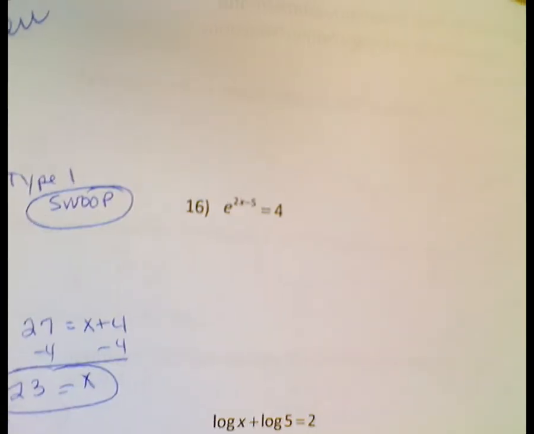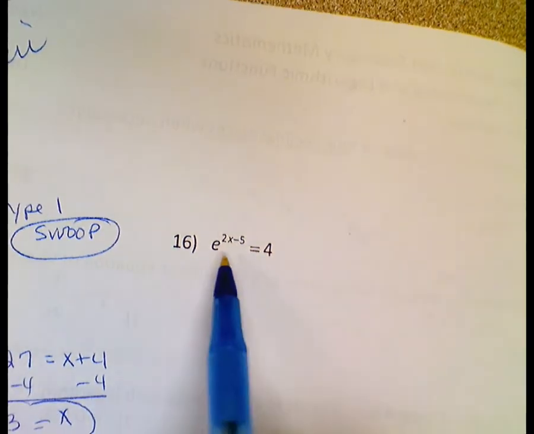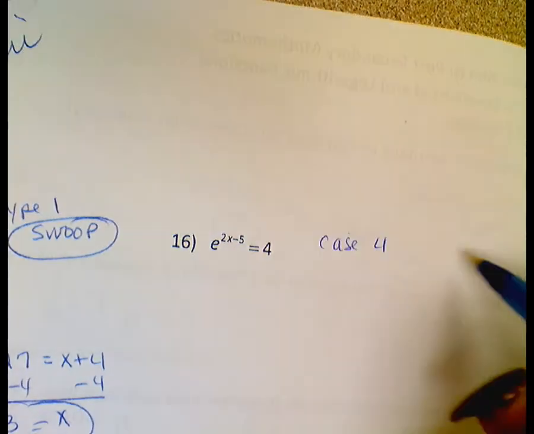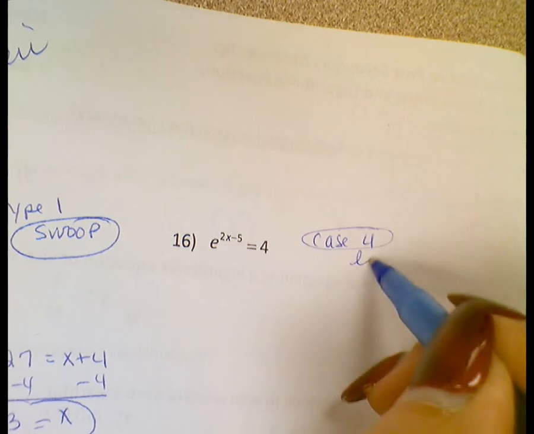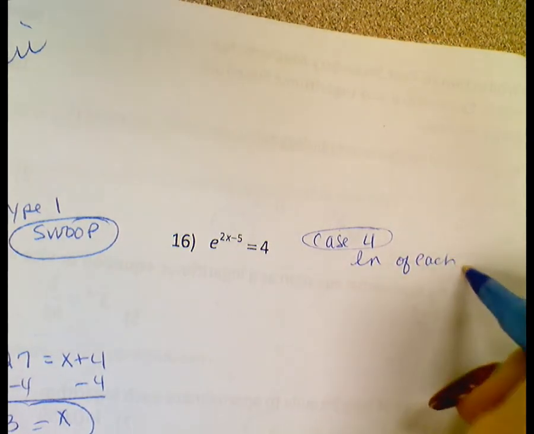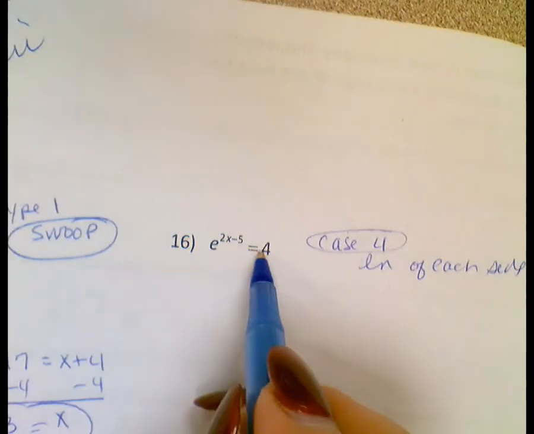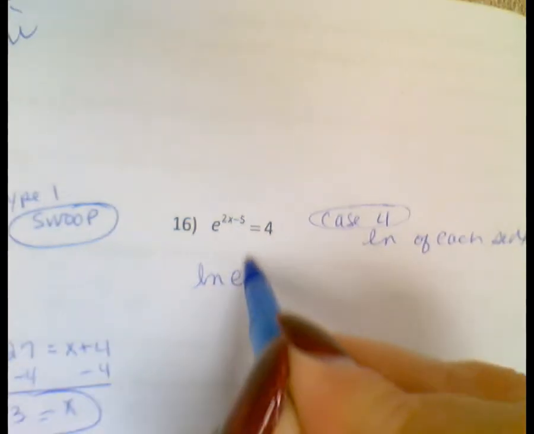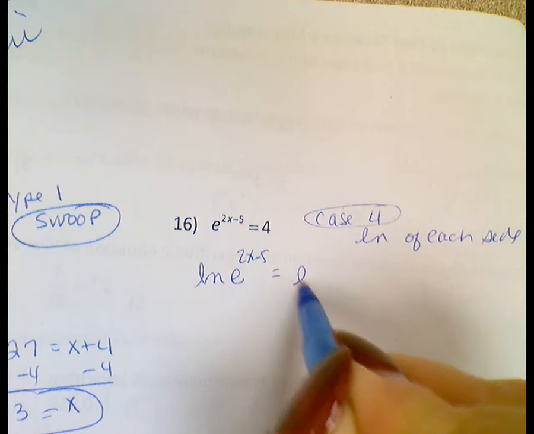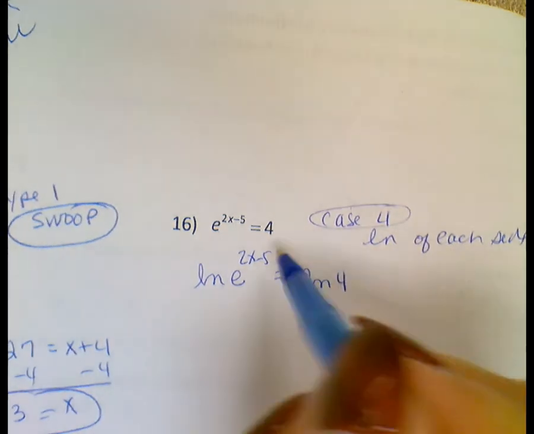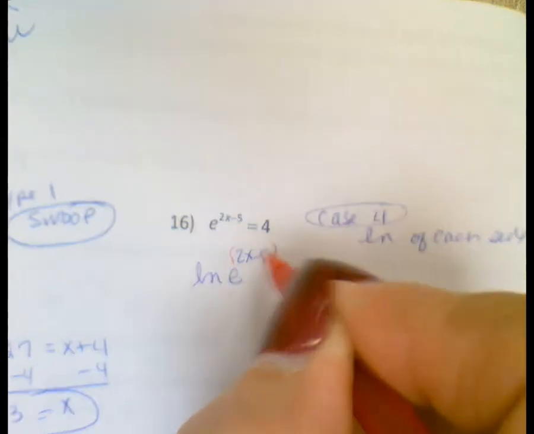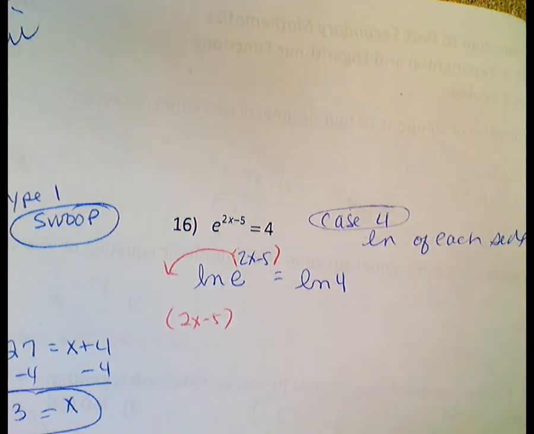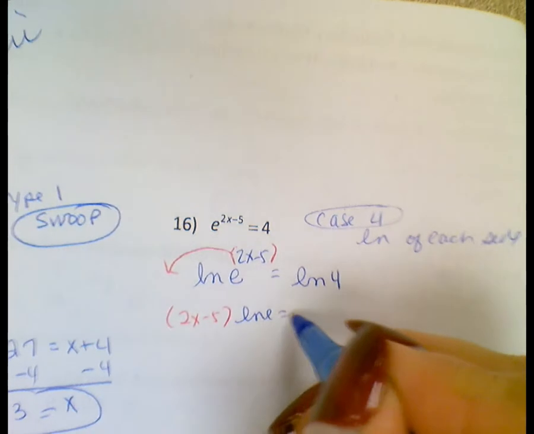16. What type is this? This is when you have bases that cannot be the same. So this is case 4 on the front, which means to take the natural log of each side. So when you have bases that can't be the same, you take the natural log of each side. So I'm going to take the natural log of e to the 2x minus 5 equals natural log of 4. What that does, I'm going to put parentheses around this and bring this out front. So we have 2x minus 5 out front, natural log e equals natural log 4.